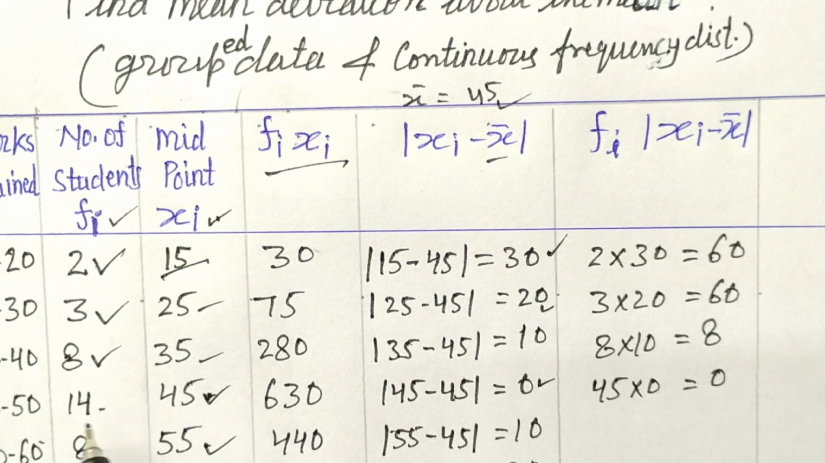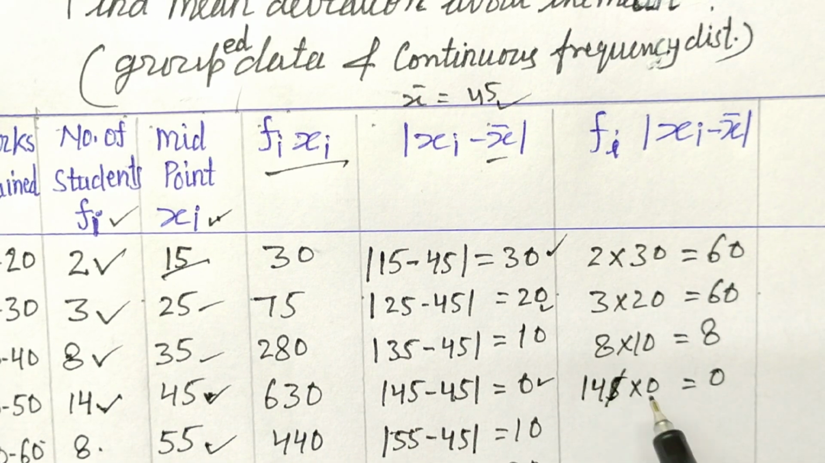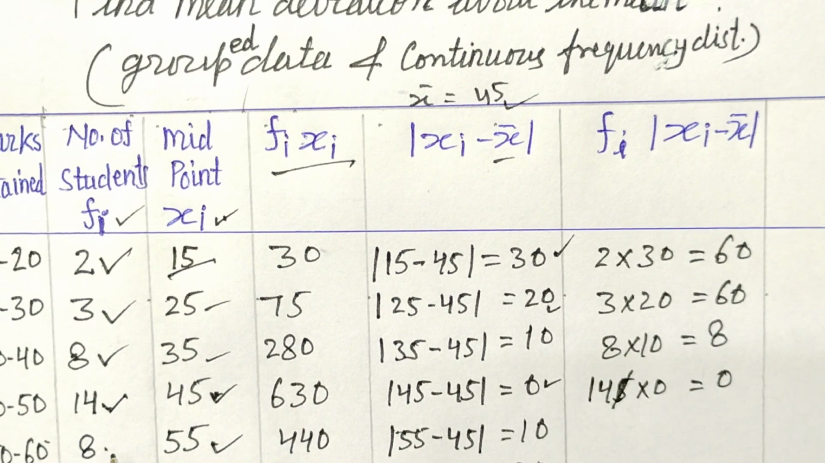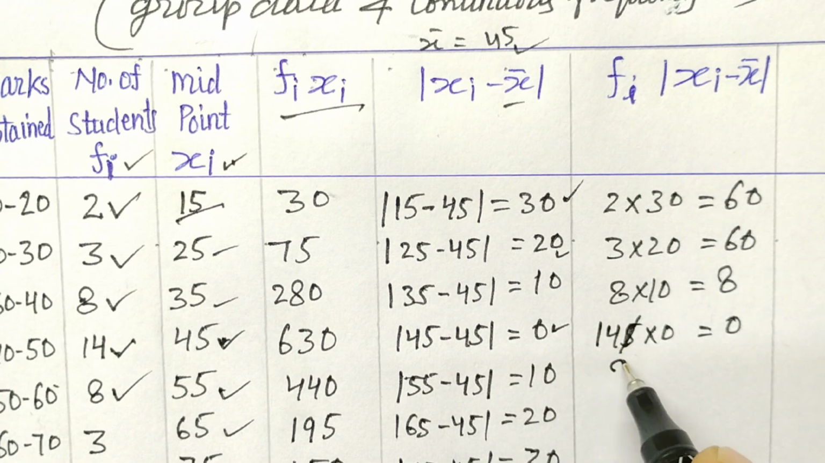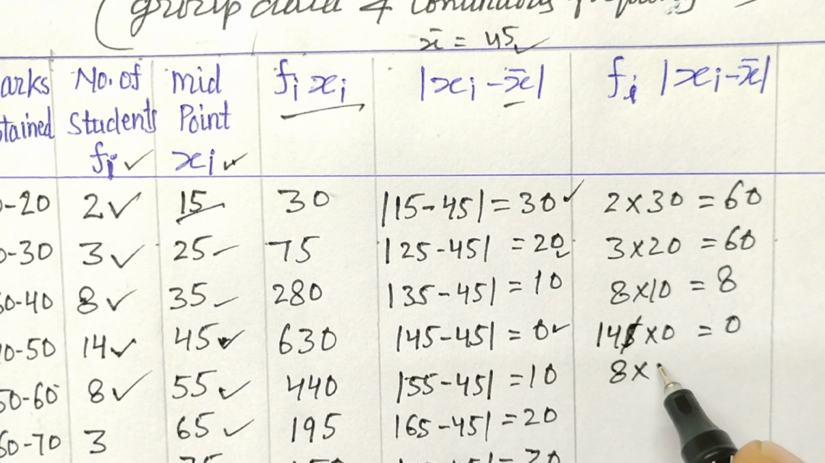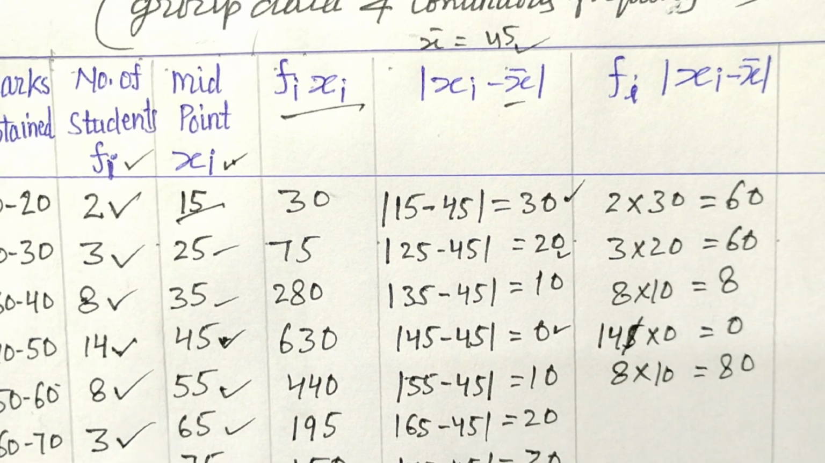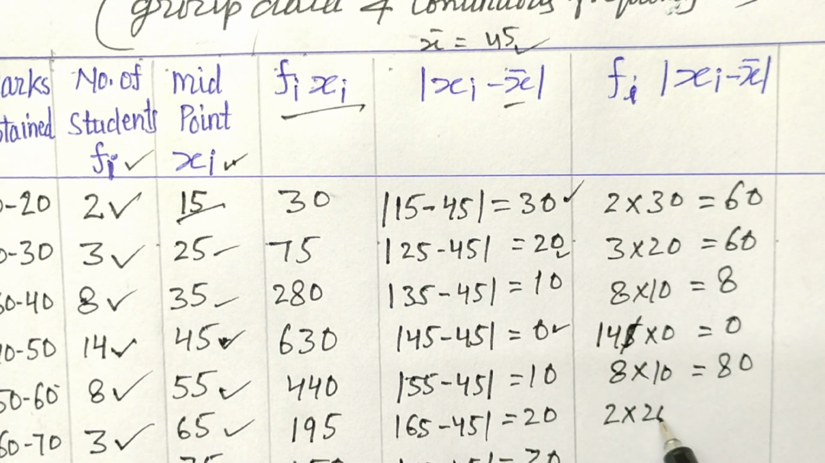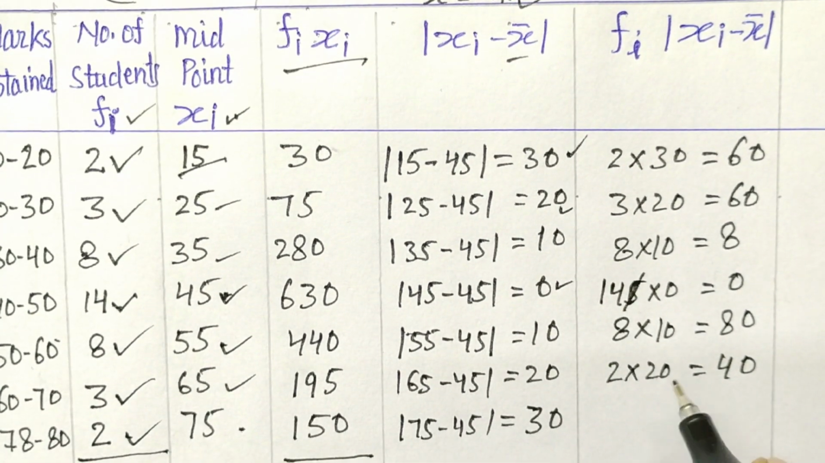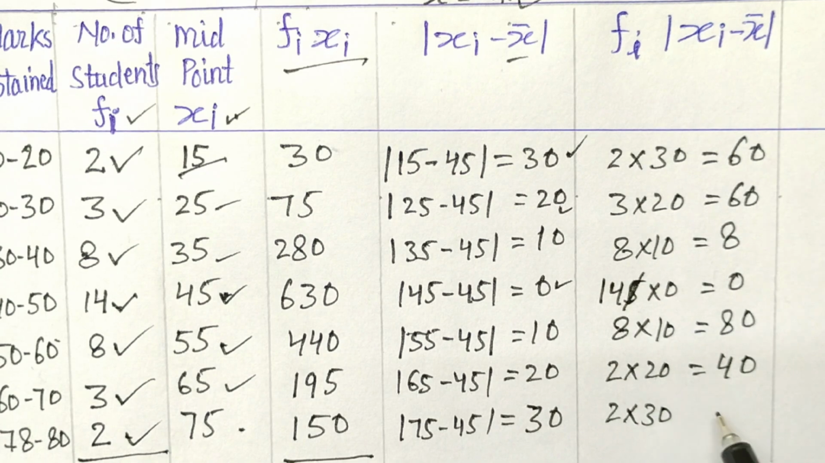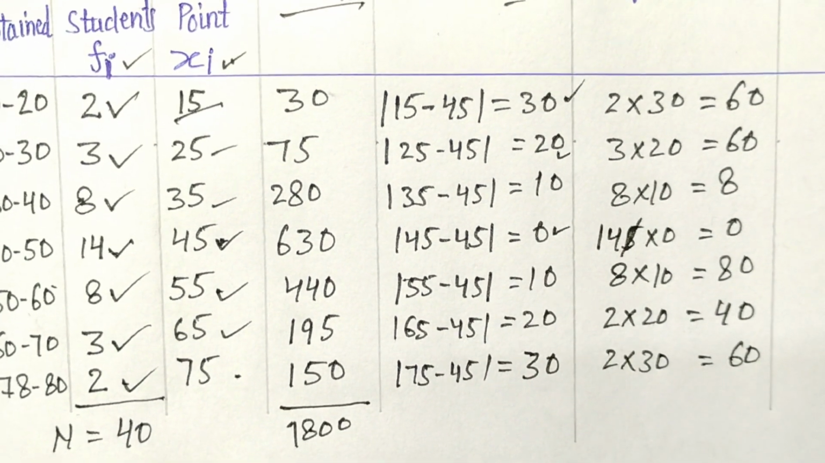I am sorry, 14 here. Sorry, 14, not 45. I am extremely sorry. Then 8 into 10, 80. 3 into 20, 40. 2 into 30, 60. Okay.